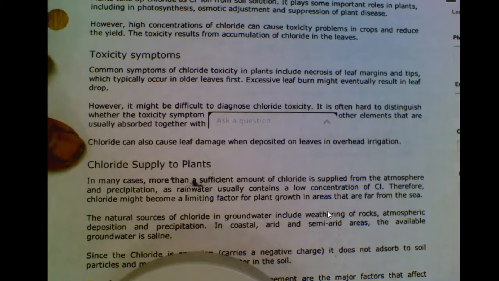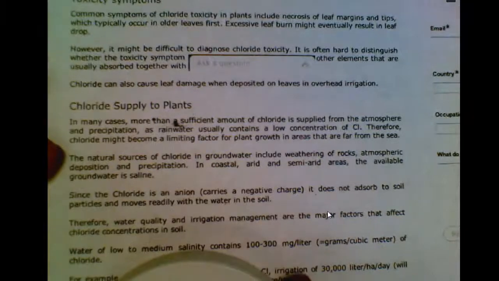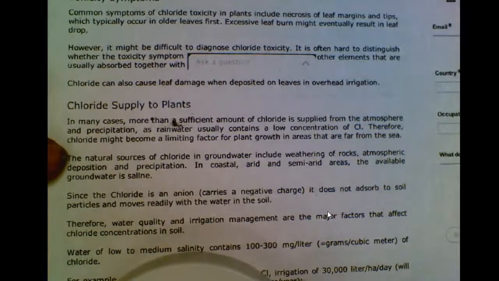So usually in many cases, there's more than sufficient amount of chloride from the atmosphere and rainwater. It usually contains a low concentration of chloride, but chloride could become a limiting factor for plant growth in areas that are far from the sea.